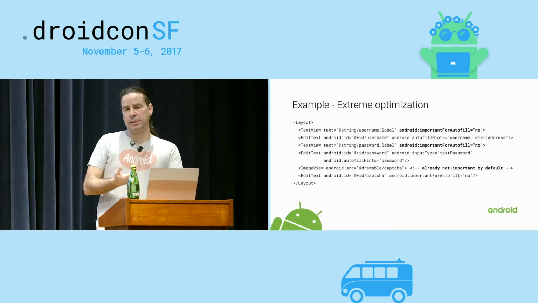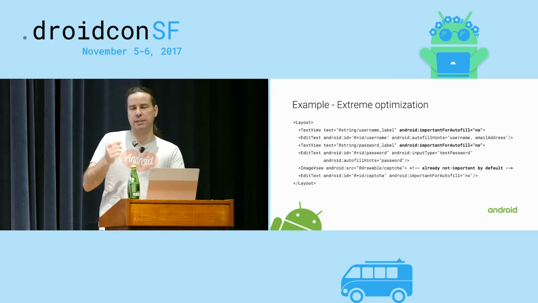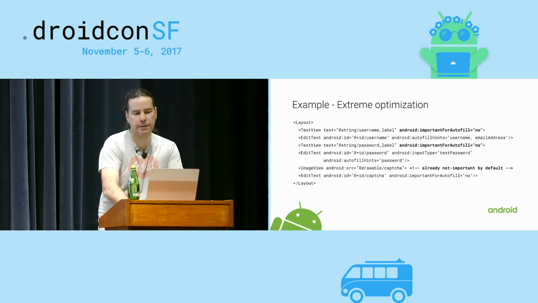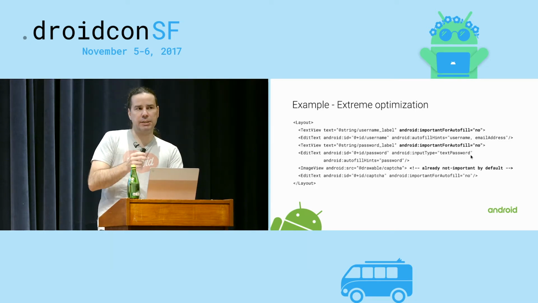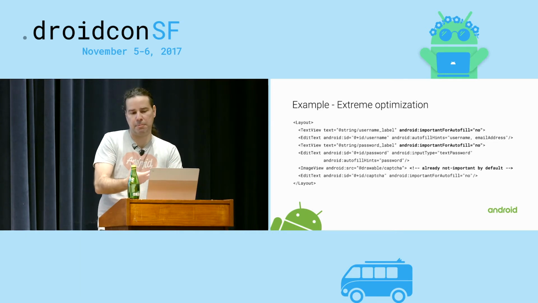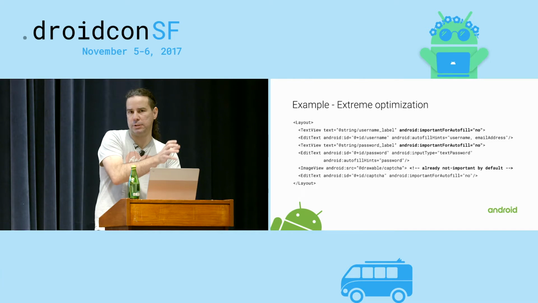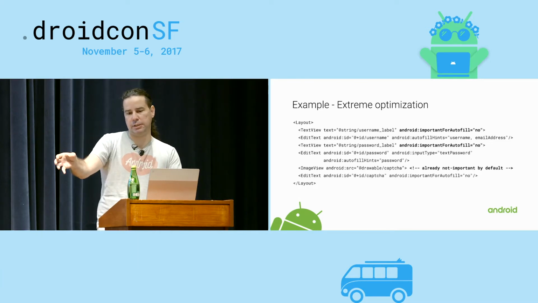But in this case, when I'm explicitly telling you, hey, this is my username, this is the password, they don't need to use the label. So you could annotate the labels as not important for autofill. And again, you could be optimizing the process even more because now we are only sending the two views that are important. Everything else we throw away.